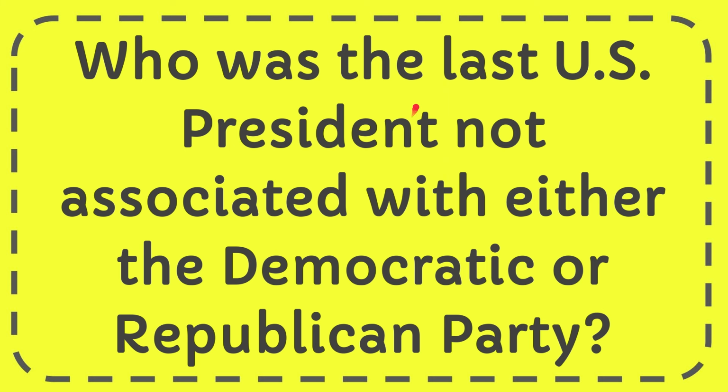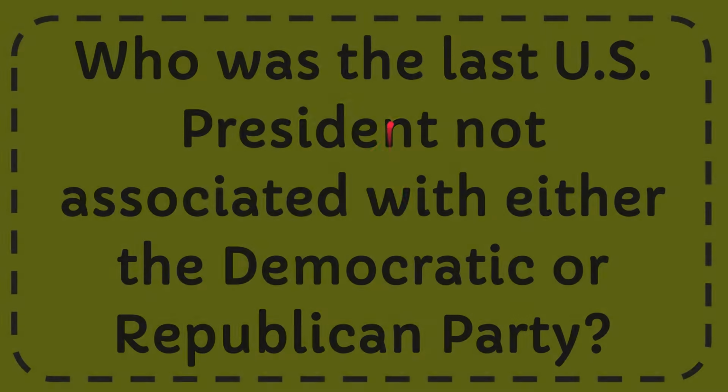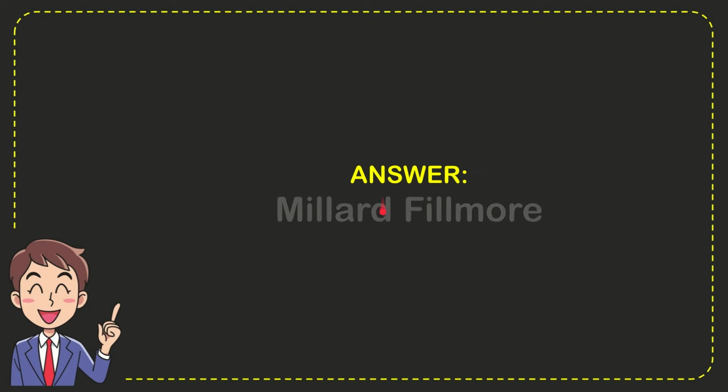In this video, I'm going to give you the answer for this question, and the question is, who was the last US president not associated with either the Democratic or Republican Party? I'll now give you the answer for this question, and the correct answer is Millard Fillmore.